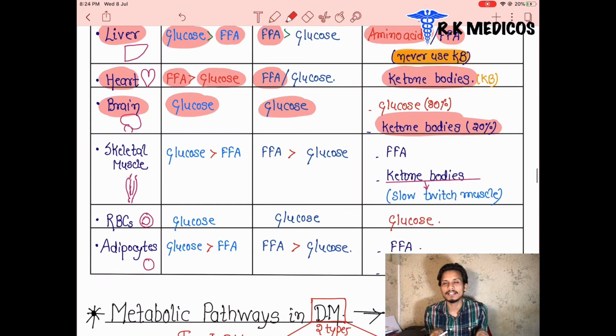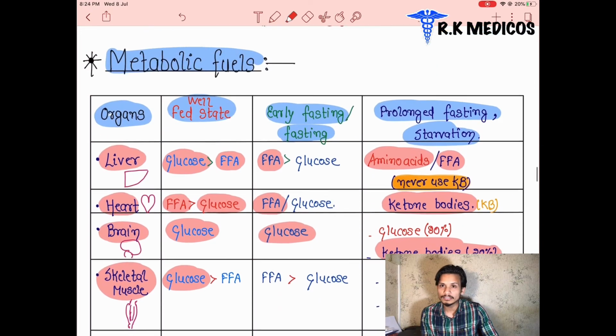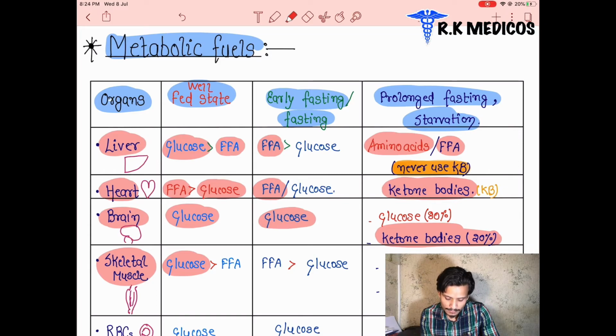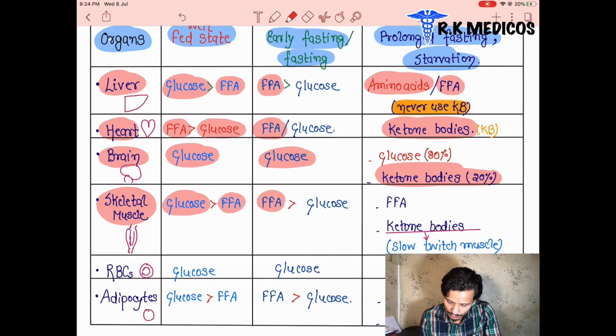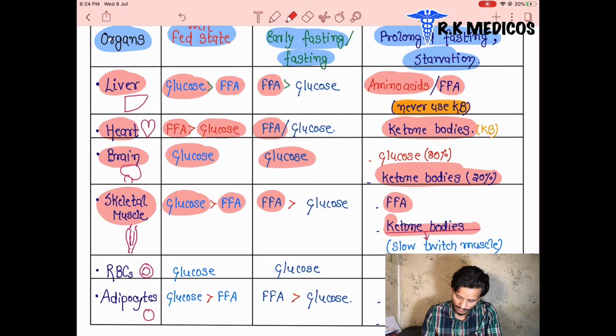What are the muscles which are stuck to our bones? They are skeletal muscles. Their source of energy in the well-fed state is glucose. And what is the other source of energy in the well-fed state? Free fatty acid. We have to memorize, giving priority to the answers which are most correct. So we are writing here. Next, in early fasting state, free fatty acid use is higher, same as the liver. And what happens in the last, starving condition? Free fatty acid is also used, and ketone bodies are utilized when slow twitch muscle is present.